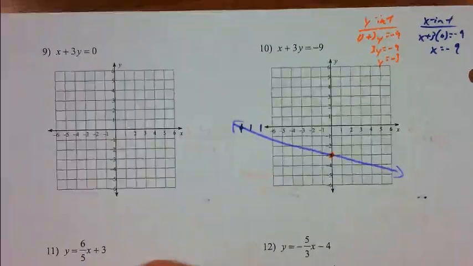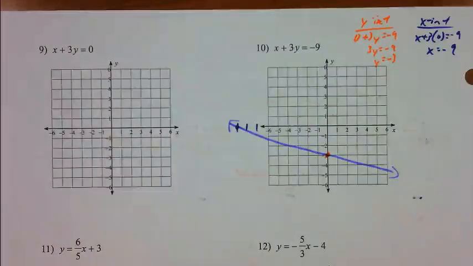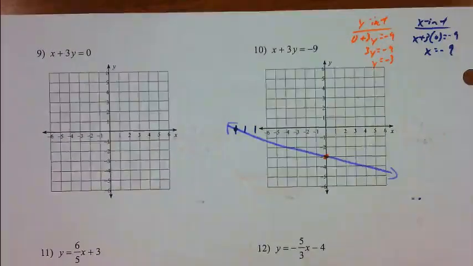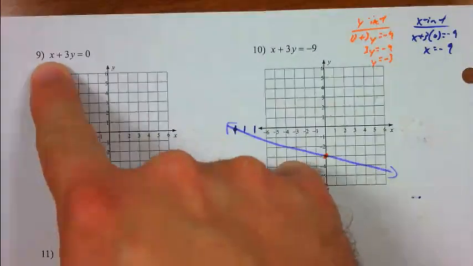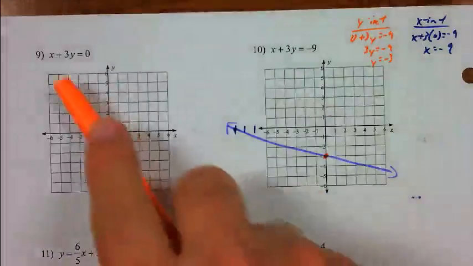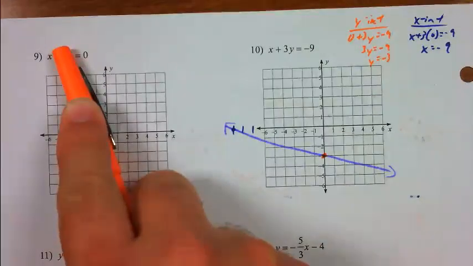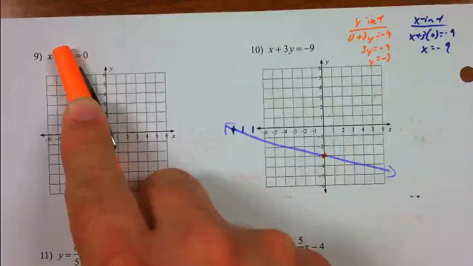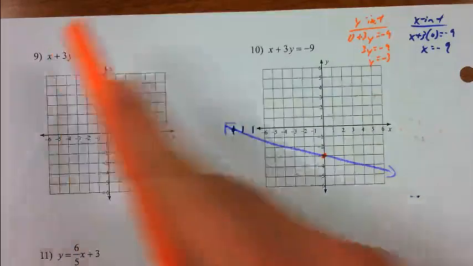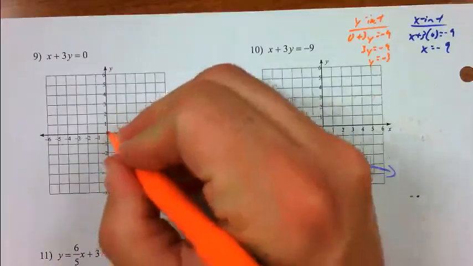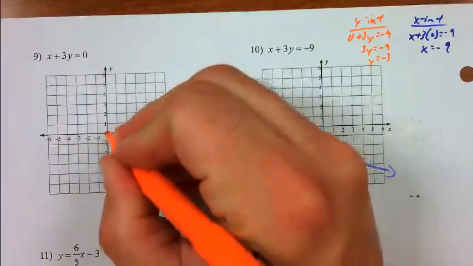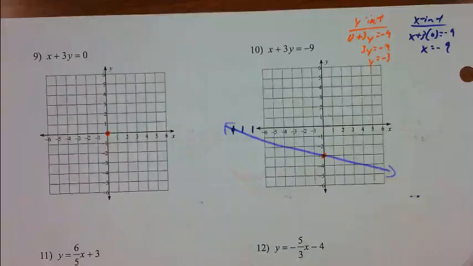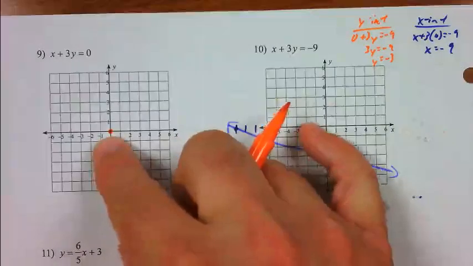Now, on number 9. So this is the one that I said was a little tricky. Because if we were to find our coordinates here, first let's find the x-intercept. Plug 0 in for y. Well, now we get x equals 0. So where's the x-intercept going to be? 0. So our x and y intercept would end up being that same point because this is on both the x and y axis.